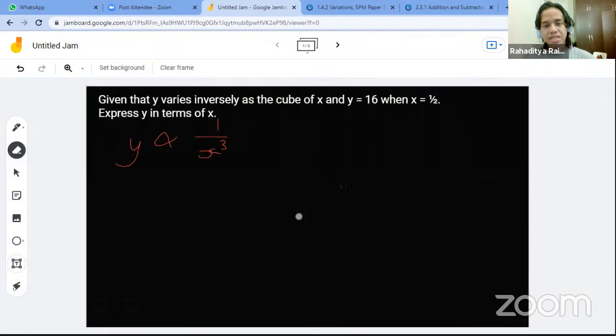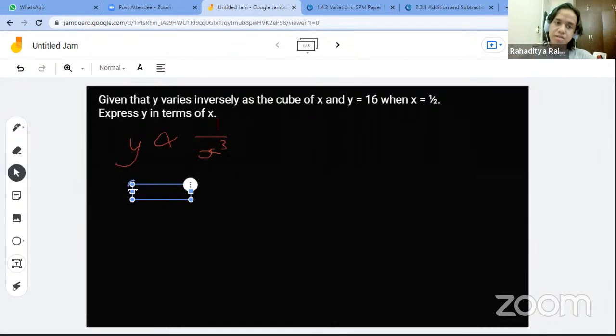So in this case, in any variation, what must you do to convert it to an equation? So this one is only y alpha. So what if I want to make it y equals? What should I write?